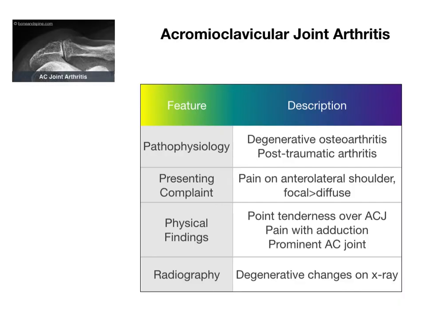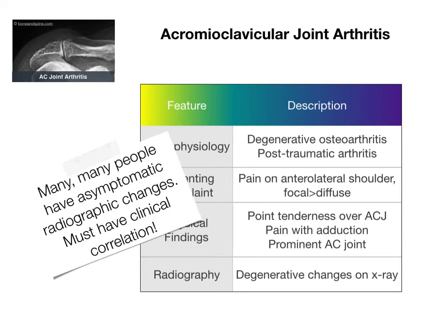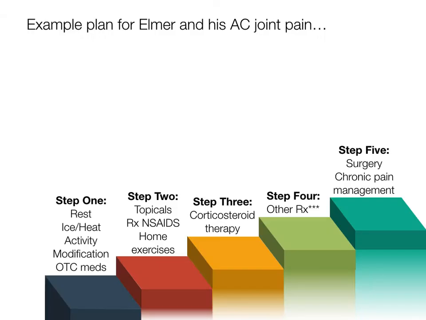The first associated problem is AC joint arthritis. This is a small joint with high stresses crossing it, and almost everyone will show degenerative changes on an X-ray. Most people will not have problems. Key clinical features are tenderness to palpation over the joint and pain at that joint with cross-body adduction. If it's asymptomatic, no further intervention is required.